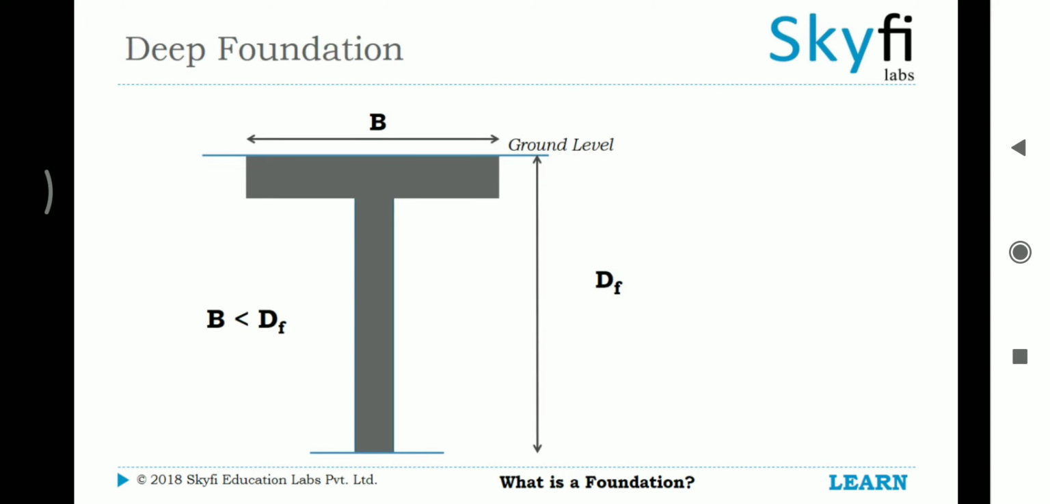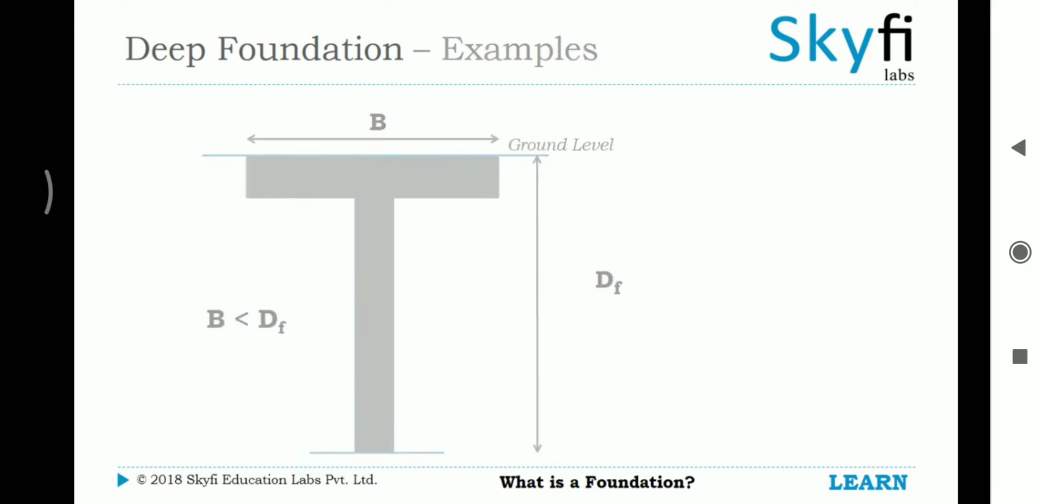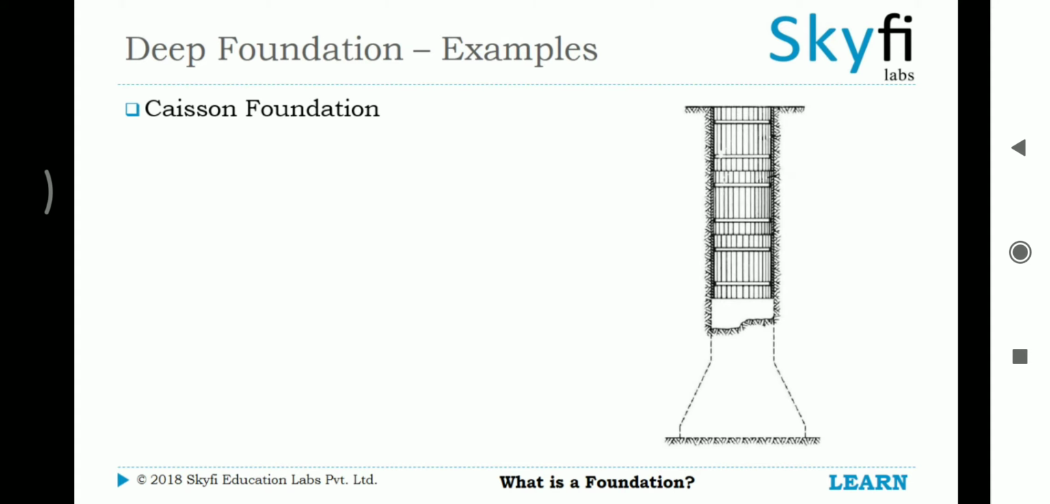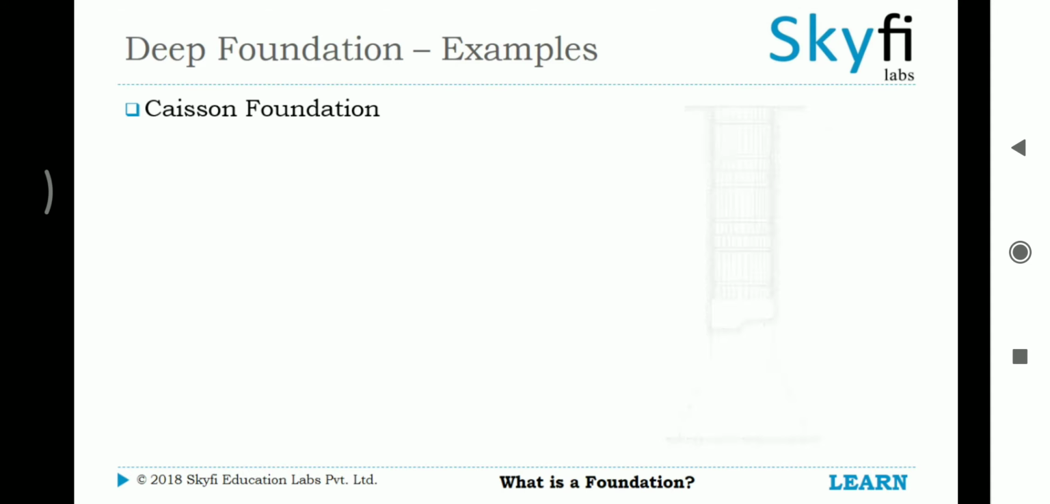Now, in deep foundations, the depth below the ground level can be of any length greater than the width of the foundation. Some of its examples: a caisson foundation acts as a watertight retaining structure. It is primarily used for underwater foundations, in bridges, dams, etc. It is a prefabricated hollow box, or cylinder, sunk into the ground to some desired depth, and then filled with concrete, thus forming a foundation.